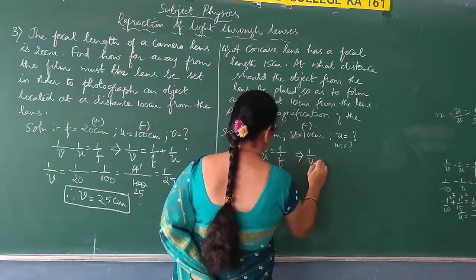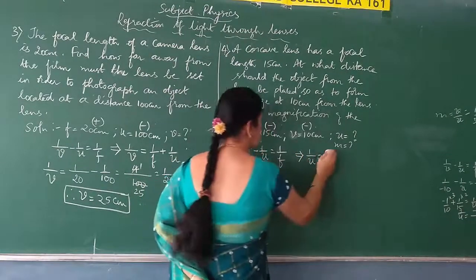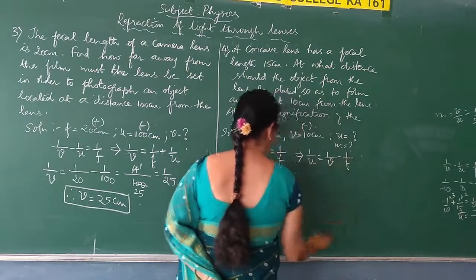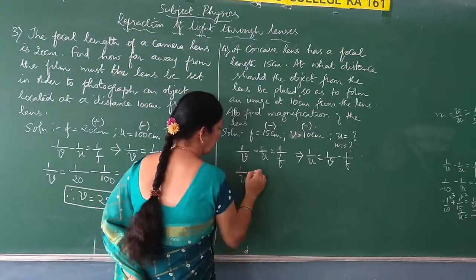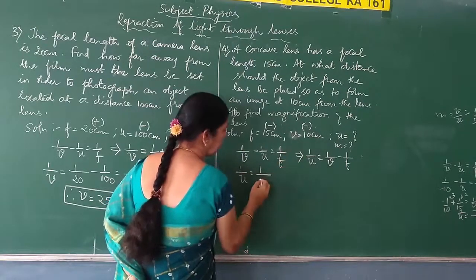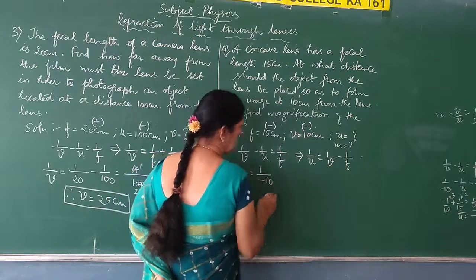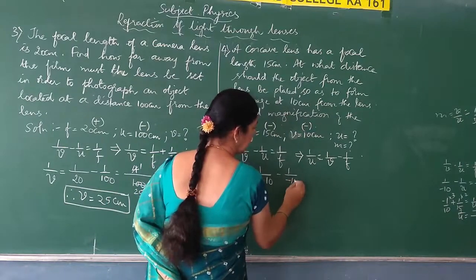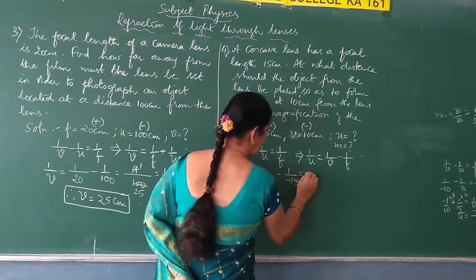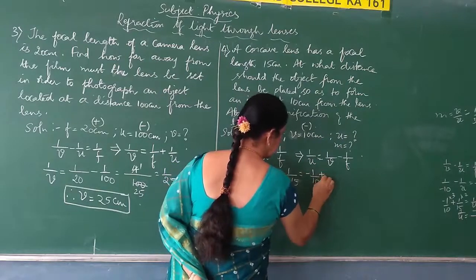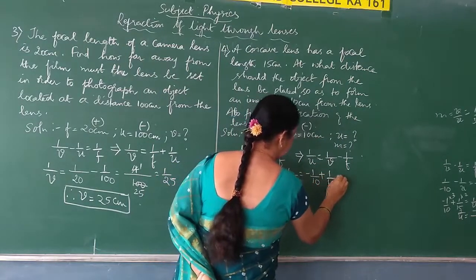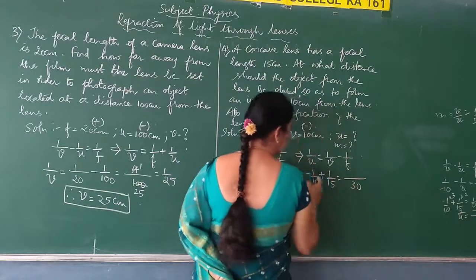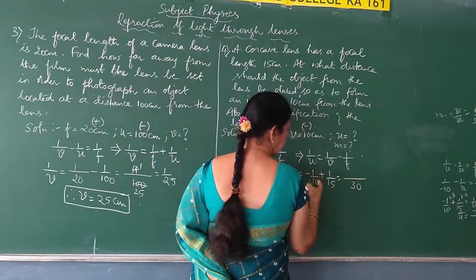Now this implies 1 by u will be equal to 1 by v minus 1 by f, with v taken with negative sign: 1 by minus 10 minus 1 by minus 15. So this will be equal to minus 1 by 10 plus 1 by 15. If you take the LCM, how much will it be? 30. 10 threes are 30, so minus 3, right?